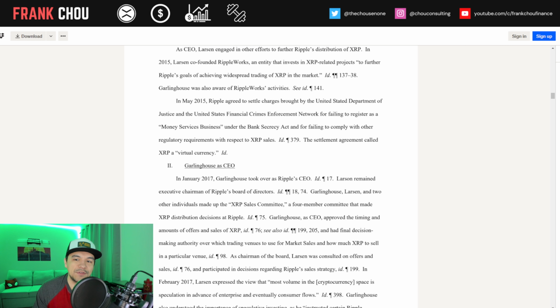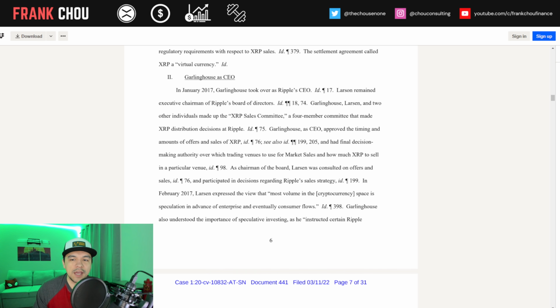In May 2015, Ripple agreed to settle charges brought by the U.S. Department of Justice and the U.S. FinCEN for failing to register as a money services business under the Bank Secrecy Act and for failing to comply with other regulatory requirements with respect to XRP sales. The settlement agreement called XRP a virtual currency.